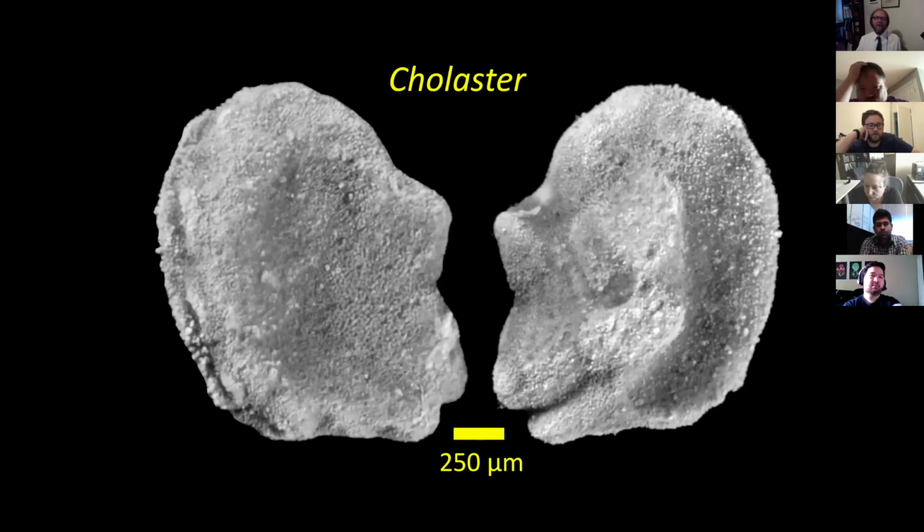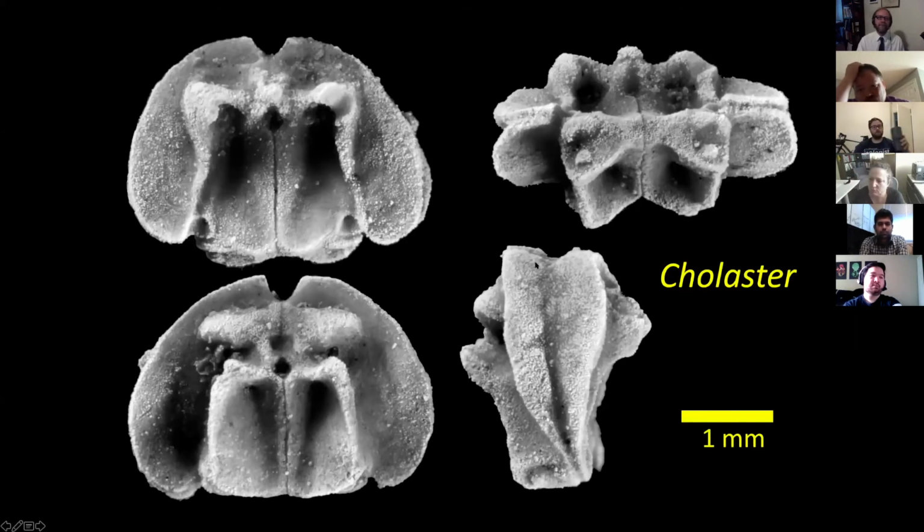We have a thing called cloaster. This one's the big one. So you can see that these plates here are pushing 2 millimeters across. So this is the only brittle star where the plates are over 0.5 millimeter across. These are the vertebrae of the same.